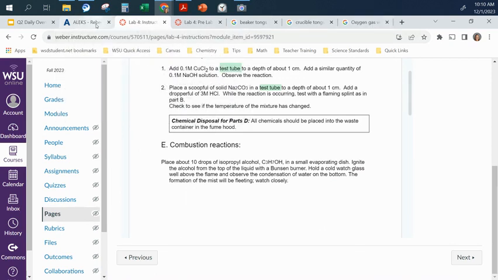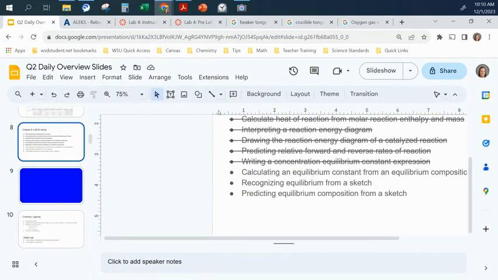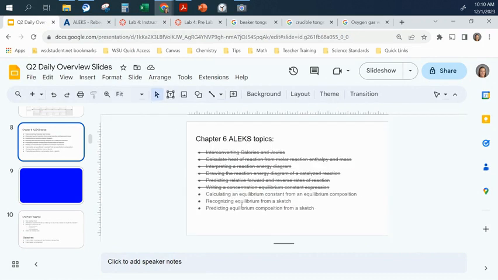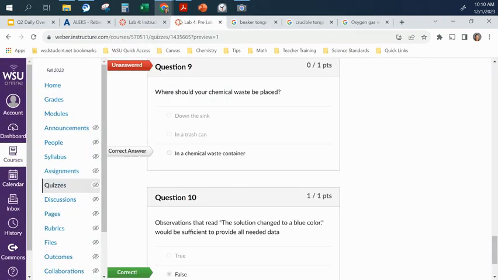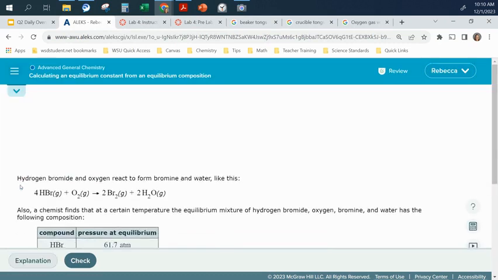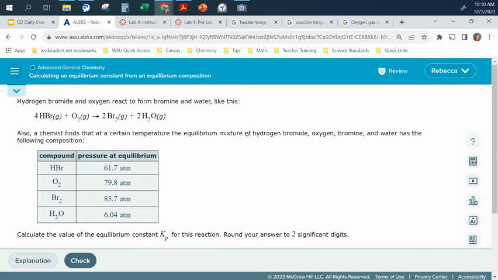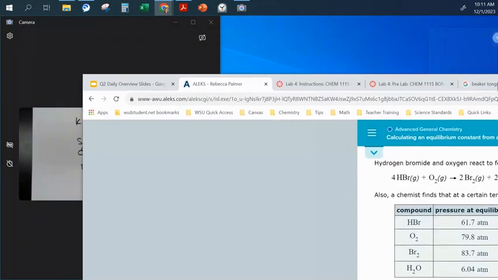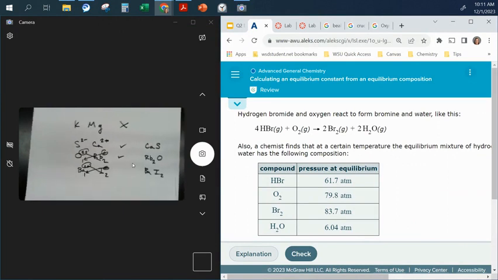Okay, let's go to our notes now. We're going to talk about chapter 6. We need to get through these last 3 topics. And then chapter 6. So the next one we're going to talk about is calculating an equilibrium constant from an equilibrium expression. Do you need a minute to do that pre-lab, or we're good? Sorry, I didn't give you more time. We're good? Are you ready to move on? Okay.